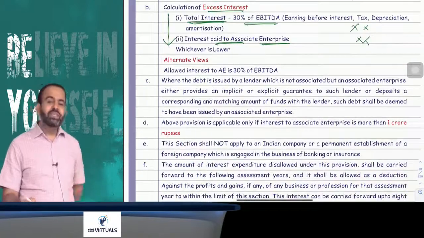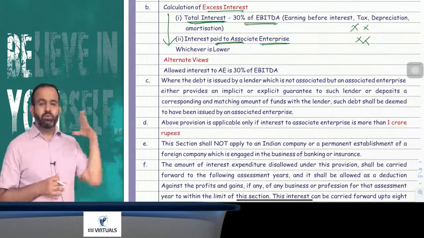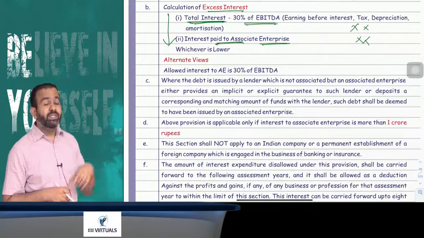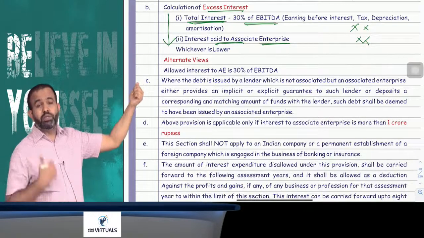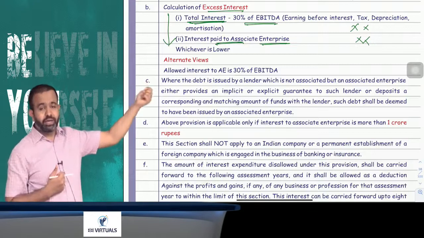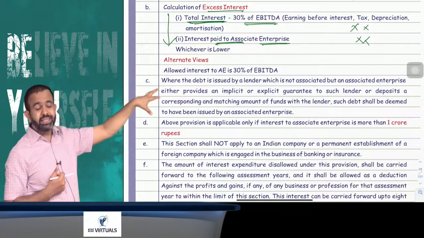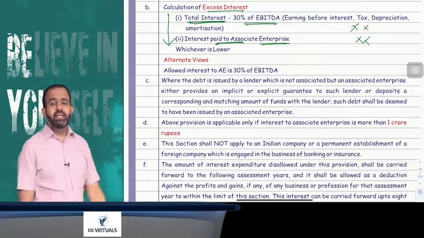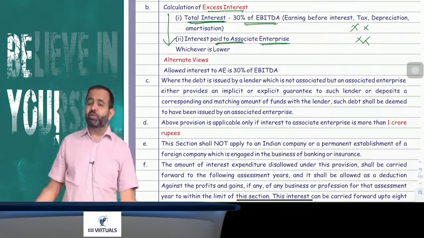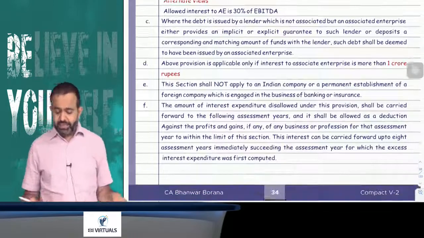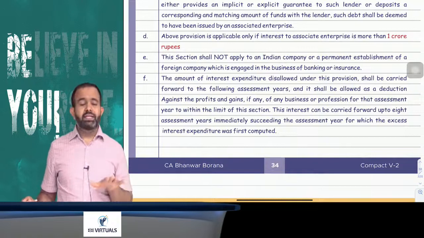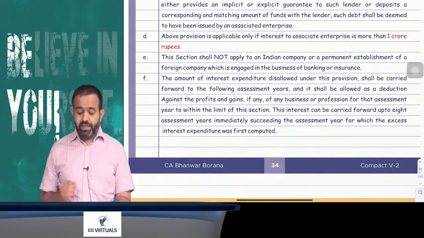So in this particular case, suppose the Indian company is BB Limited and our foreign associate enterprise is Sunny Limited. We have not taken a loan from Sunny Limited, but Sunny Limited gave the guarantee for whatever we borrowed from a foreign bank, or Sunny Limited deposited the matching amount in that bank. Then it will be treated as if we have taken the loan from our associate enterprise, and this provision is applicable.